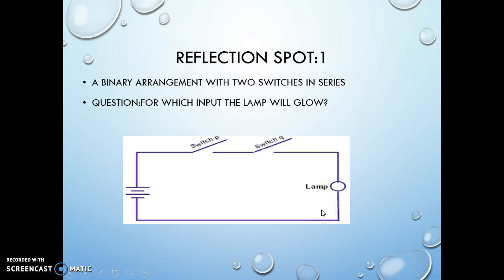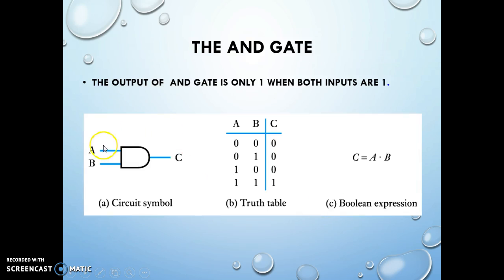This is the AND gate. In the AND gate, the output is 1 only if both inputs are 1. This is the symbol of the AND gate. This is its truth table. And this is its expression: C is equal to A into B.